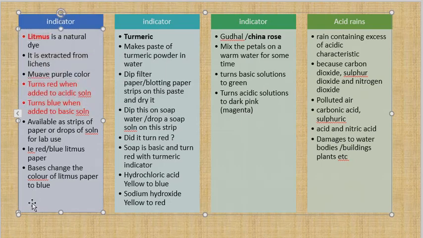Now, litmus is available in the form of strips of paper. How? On the paper, drops of litmus are added, so it becomes a litmus paper. Or, litmus is available in the form of solution, so we take one or two drops and add it to an acid or a base.